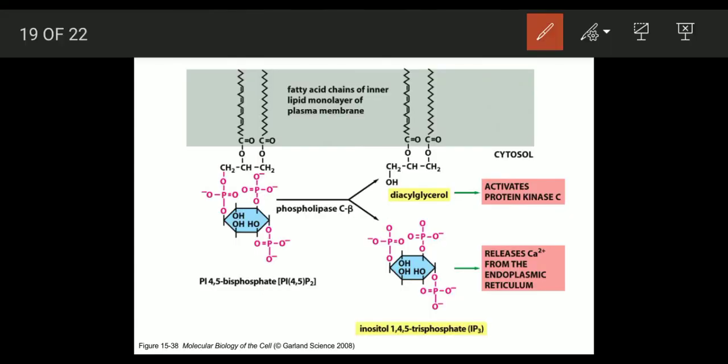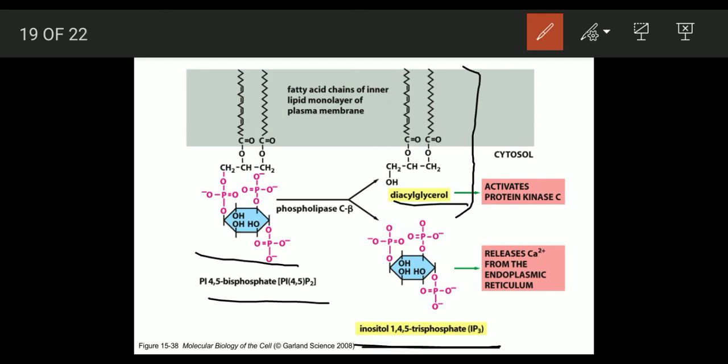Here you can see how the phospholipase breaks the PIP2 complex. Here you can see DAG, which is connected with the cell membrane, the plasma membrane, and IP3. DAG activates protein kinase C, which further phosphorylates other molecules in the cytosol, and further downstream processes take place, and according to that the cell responds. This is the basic idea here. Now IP3 releases calcium from the endoplasmic reticulum. Yeah, so this is the basic idea, guys.